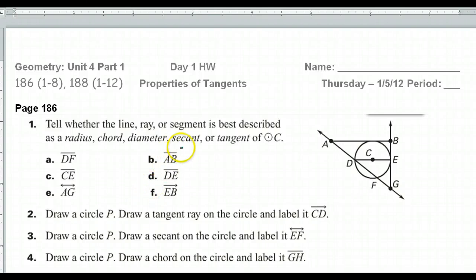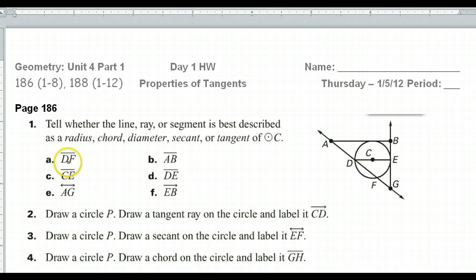All right, well, today's lesson is about circle vocabulary. We're going to be talking about things like radius, chord, diameter, secant, but especially tangent and a couple special properties of tangents. So, looking at problem number 1, tell whether the line, ray, or segment is best described as a radius, chord, diameter, secant, or tangent of circle C.